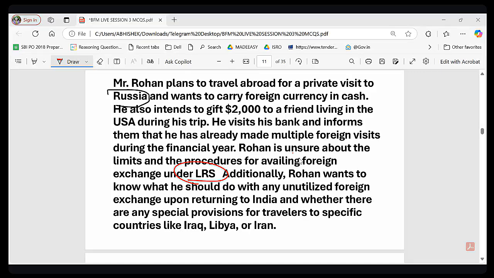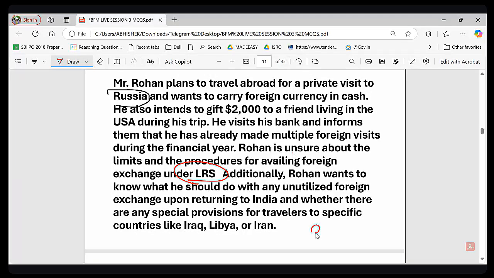So let me tell you that for most countries, individuals are generally allowed to carry up to US dollar 3,000. You should remember this, US dollar 3,000. Individuals are allowed to carry up to US dollar 3,000 in foreign currency note, FCN. FCN means foreign currency note. The rest can be carried in other forms like traveler's cheque or forex card.